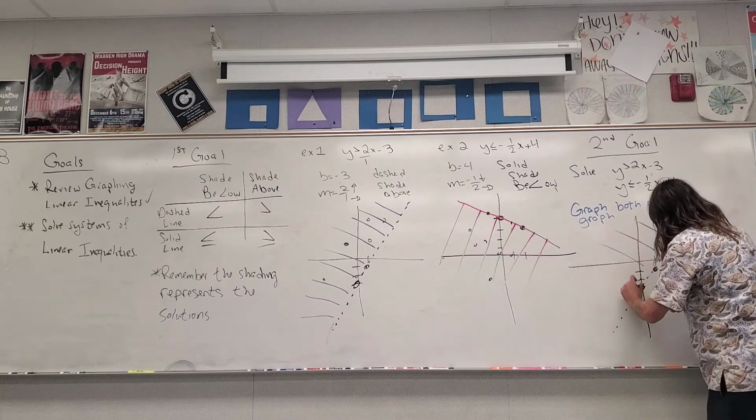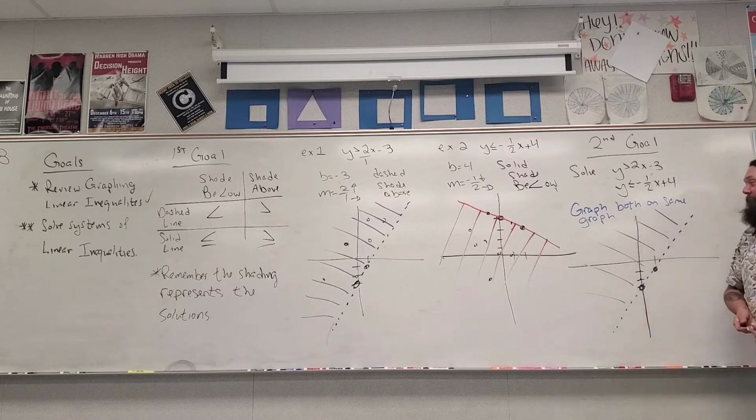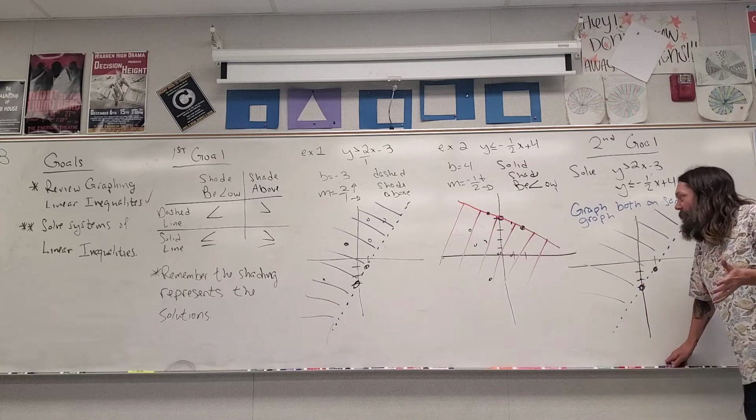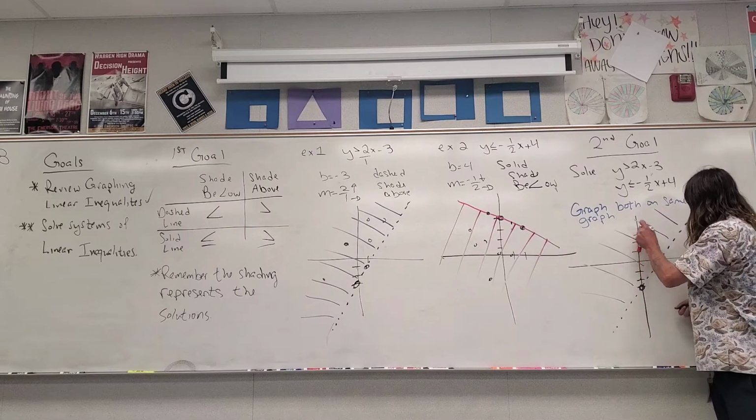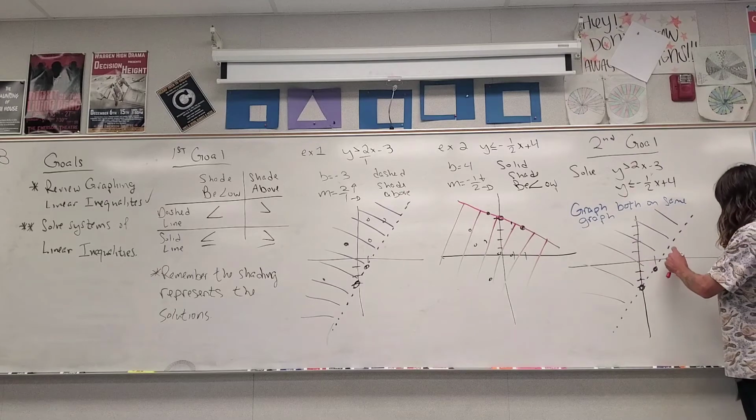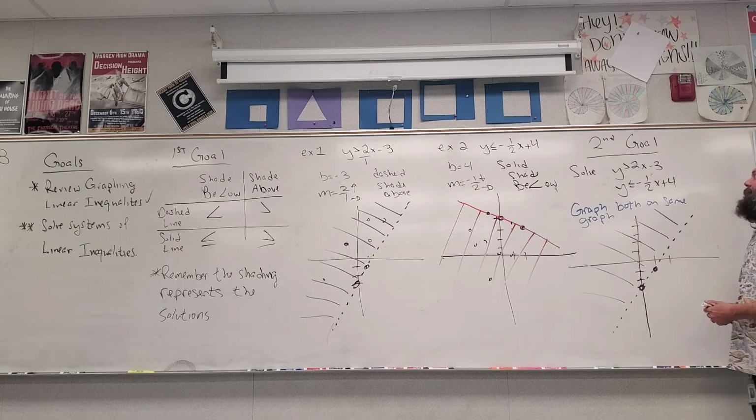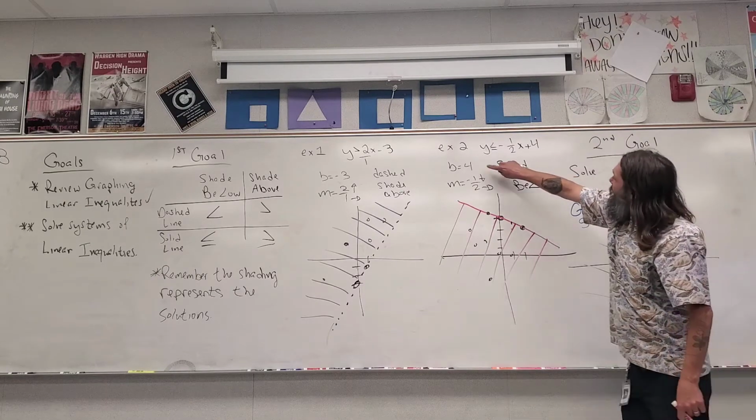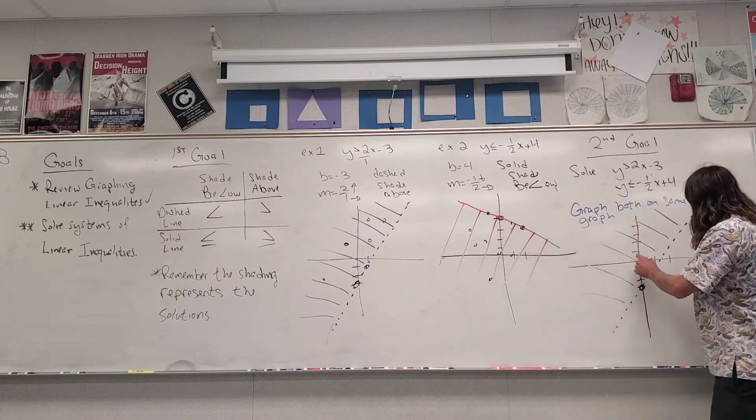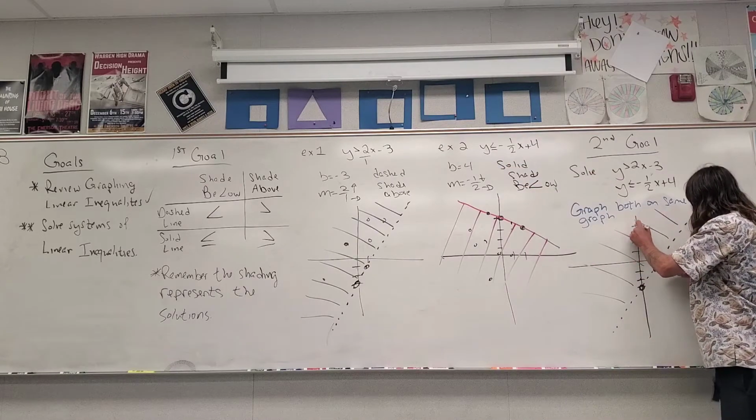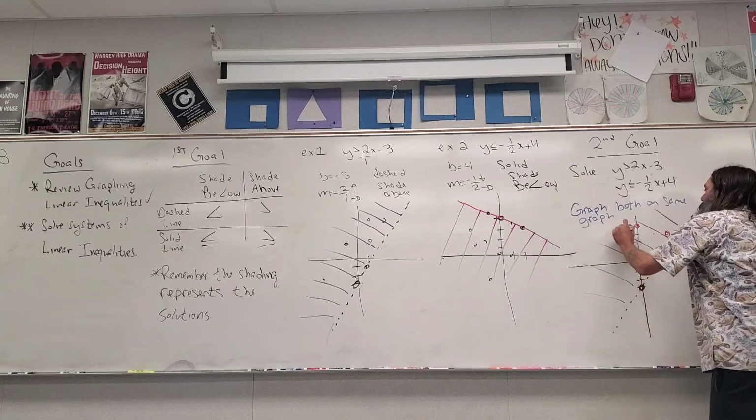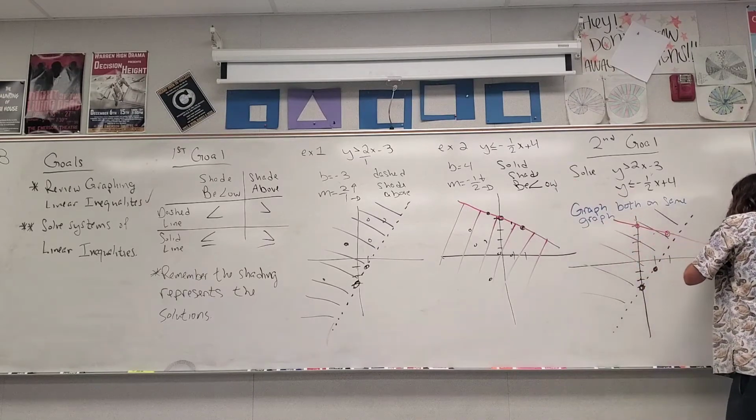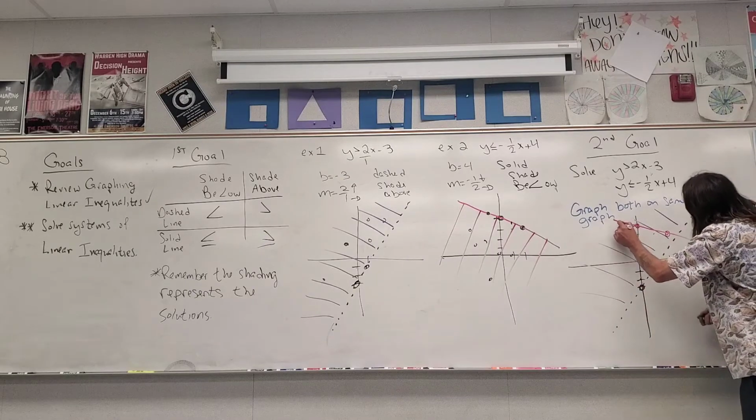Remember, all we're doing is we're putting them both on the same graph. Okay, that's all we're doing. The second graph, I begin at +4. 1, 2, 3, 4. I'm sorry. I begin at 4. I go down 1, right 2. My line was solid. And I shade below.